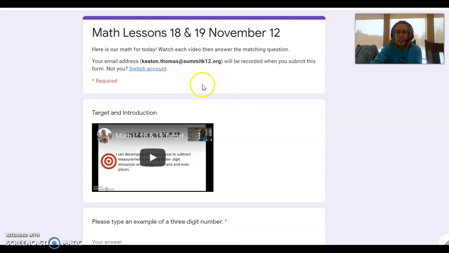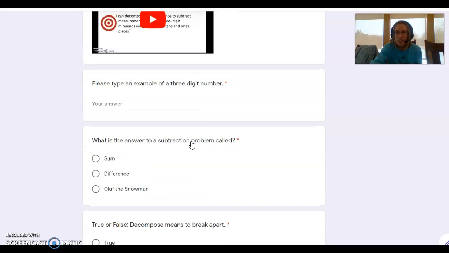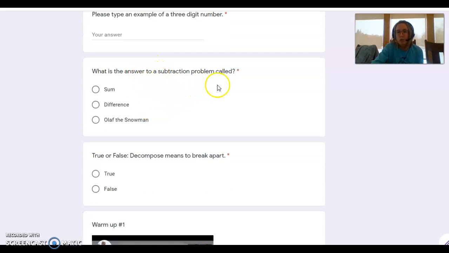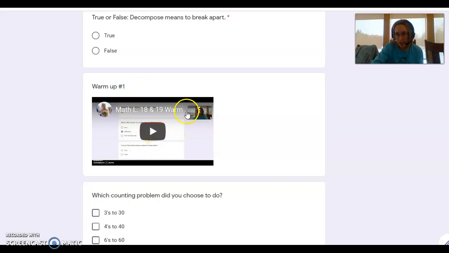So at the very top, you have our target and introduction, and there were 3 questions there. We talked about those. What is an example of a 3-digit number? What is the answer to a subtraction problem called? And true or false, decompose means to break apart. We talked about those in this video.